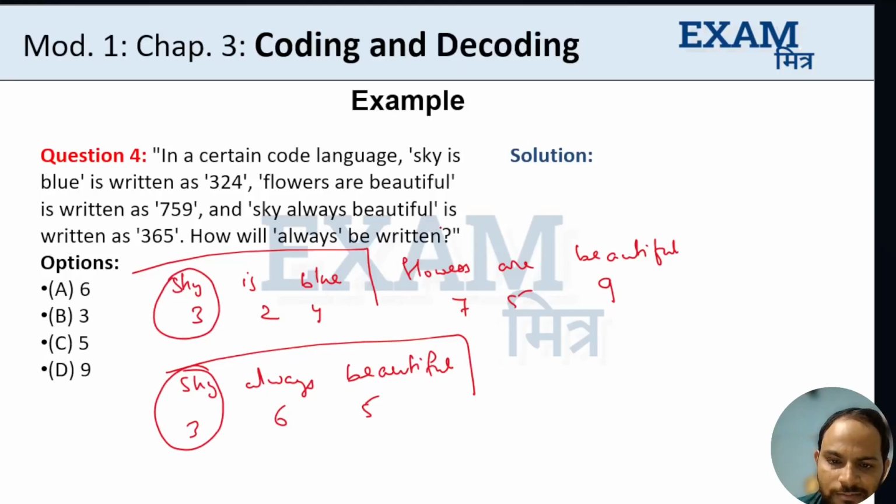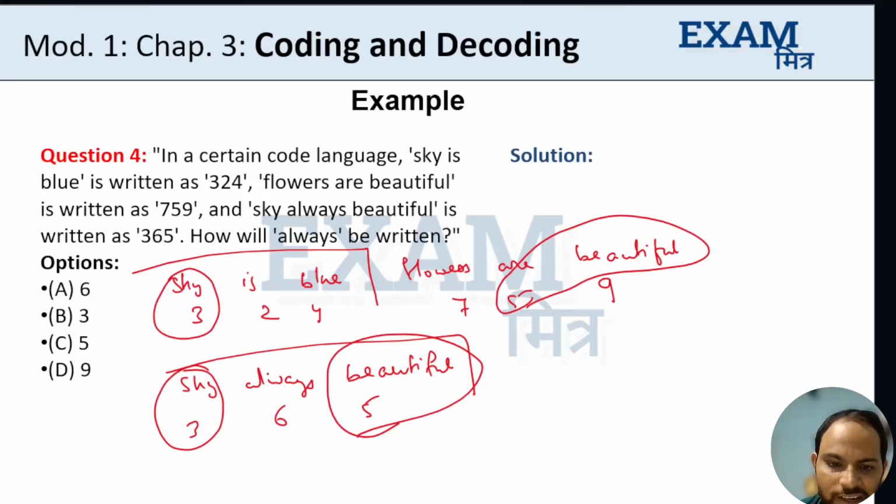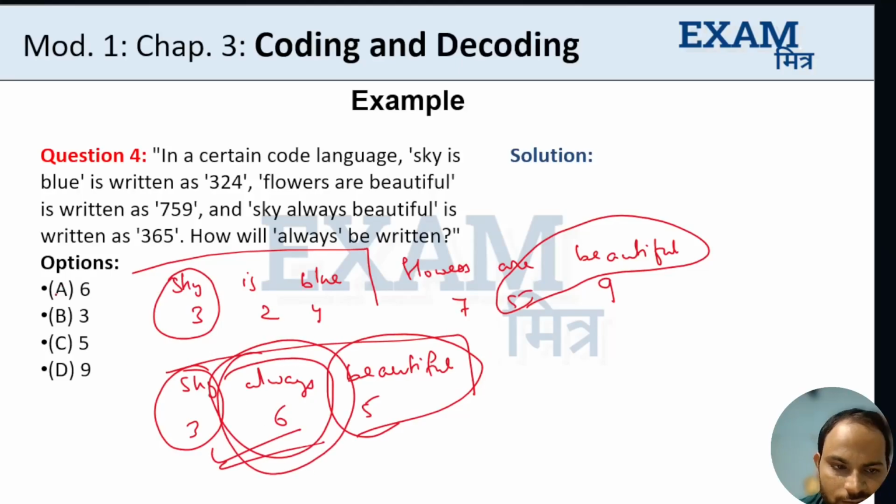Now see this one. Flowers are beautiful. Is there anything common between these two? Yes, the common word is beautiful. And what is the common number? The common number is 5. That means this beautiful is 5. So clearly what will be the coding for always? It would be 6. So option A must be the correct answer.